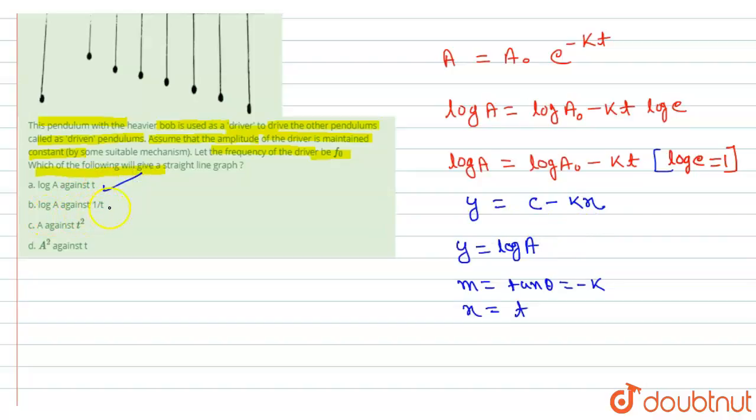We can see that log A against 1 by t will not give a straight line. A against t square also will not give a straight line. A square against t also will not give a straight line. So from this relation it is clear that log A against t will give a straight line. So A is the right option for this question. Hope this answers your question.